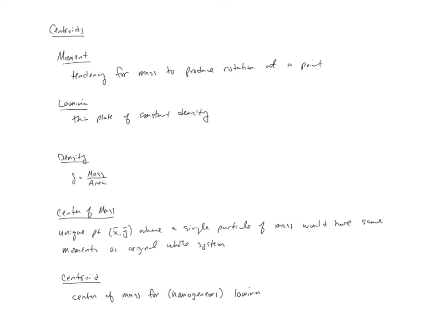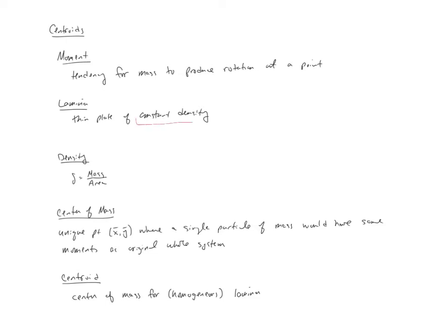All right, so in this video, we're going to talk briefly about the idea of a centroid. Before we get to what an actual centroid is, we need to build up a few ideas. You'll see here I've got some definitions laid out on the screen. We'll start with moment. A moment is defined as the tendency for mass to produce rotation at a point. Then we'll go down to a lamina, which is just another name for a thin plate of constant density.